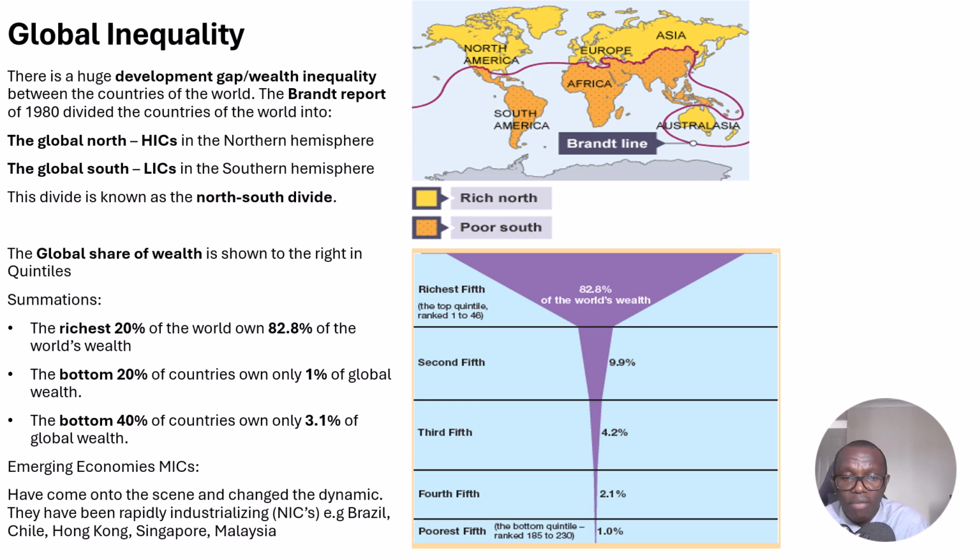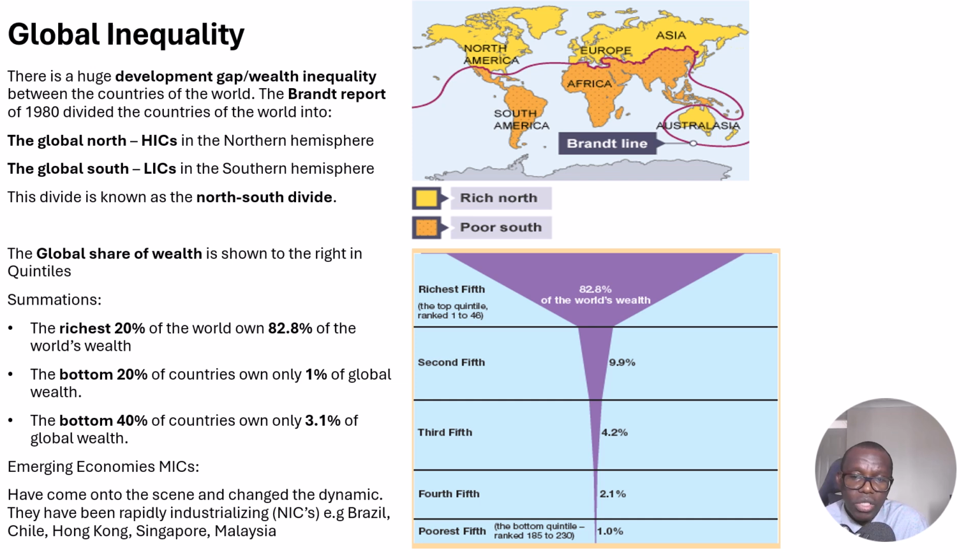Then we also have the global south, which consists of countries in places like Africa and South America, which are shown in the orange color and are referred to as the poor south. Obviously, locationally, those countries that are LICs are in the southern hemisphere, and the global north is in the northern hemisphere and consists of the rich countries. This divide is known as the north-south divide.